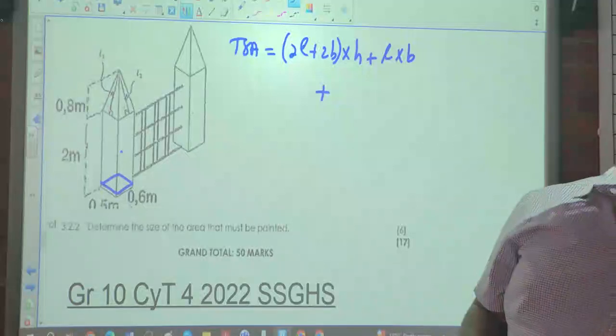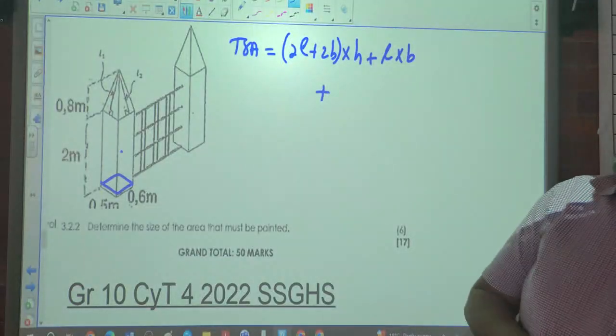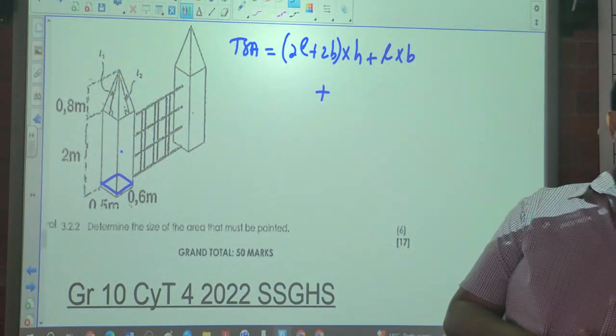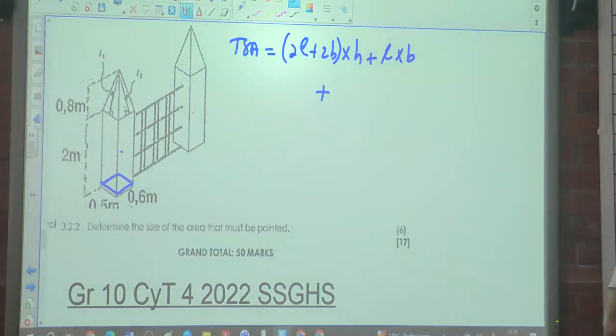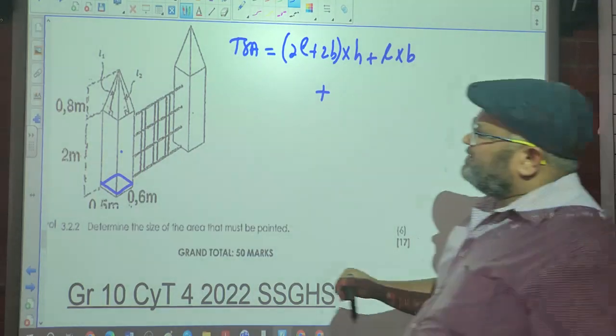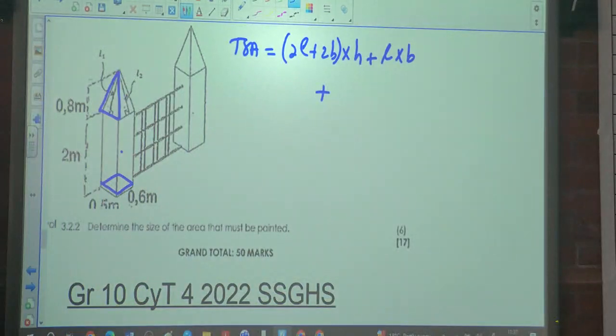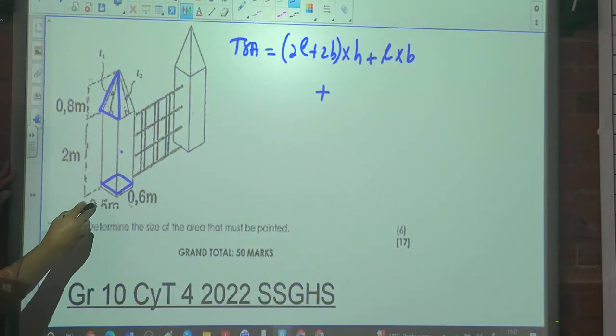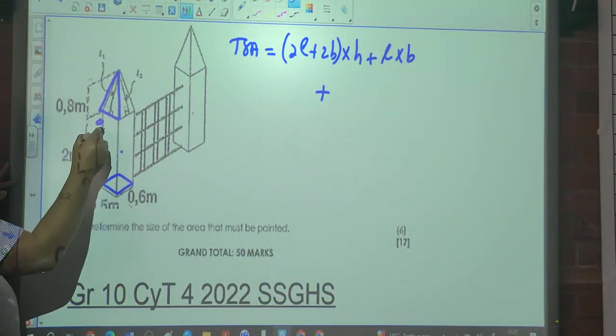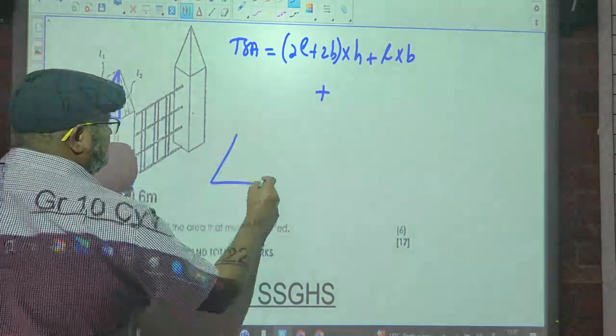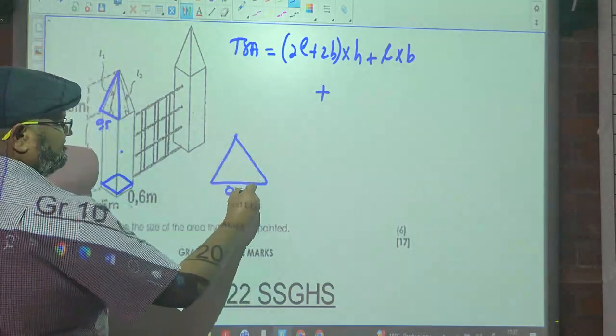Then for the pyramid, the base of that pyramid I'm not going to consider. Why? Because it's on top of that rectangular prism. Can you see that? So in other words, how many of these faces are there? Measuring 0.5 with a base of 0.5. There's 2 of these. Can you see that?